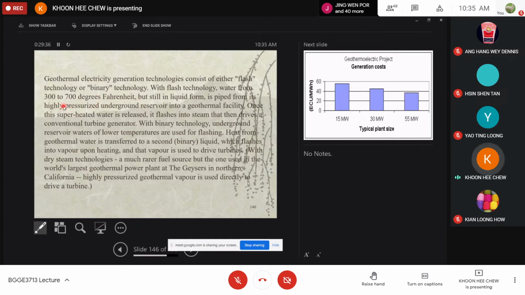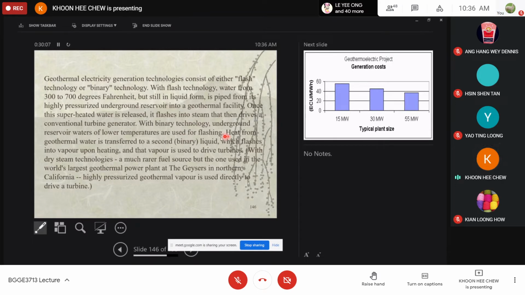Once the superheated water is released, it flashes into steam and then drives the conventional turbine engine. Under the high pressure of the ground, even though the steam is at a very high temperature, it is still in water form. Once it emerges from the earth's surface, it turns into steam, and we use this steam to generate the electricity.